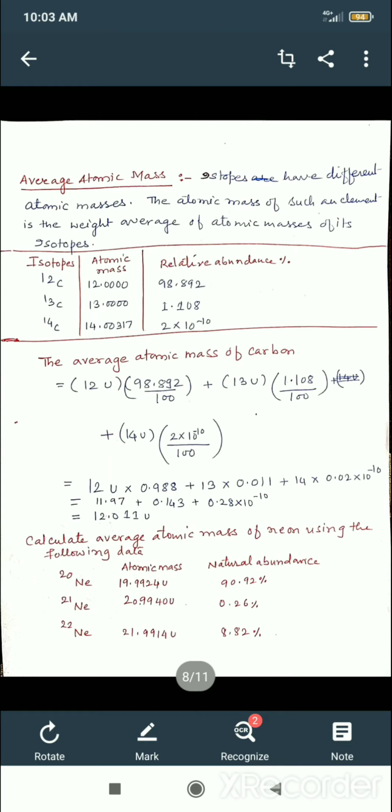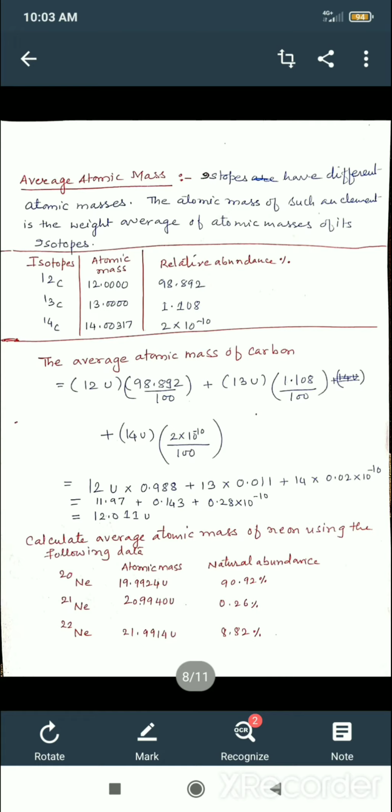In this, what we must know? We have to calculate the atomic masses of isotopes, the atomic mass of 12 carbon, 13 carbon, 14 carbon. Then we must know the atomic mass of different isotopes, then the relative abundance of various isotopes. From that we can calculate the average atomic mass.